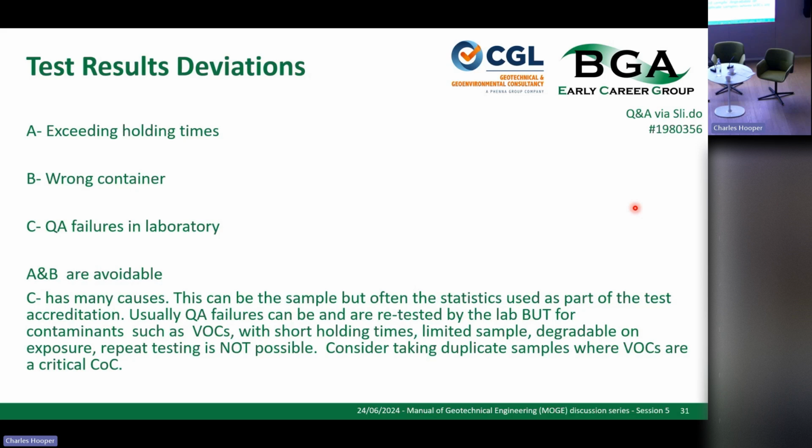I have asked one of the labs to write a paper on this for the AGS to publish in their newsletter to give people a heads up that it might well be happening. But certainly if you're taking VOCs and they are a critical contaminant of concern, take a duplicate vial. Because then if the labs need to deviate samples because of their stats, if they've got that extra sample, they can immediately retest that rather than have to go through the process of, we can't test it anymore.